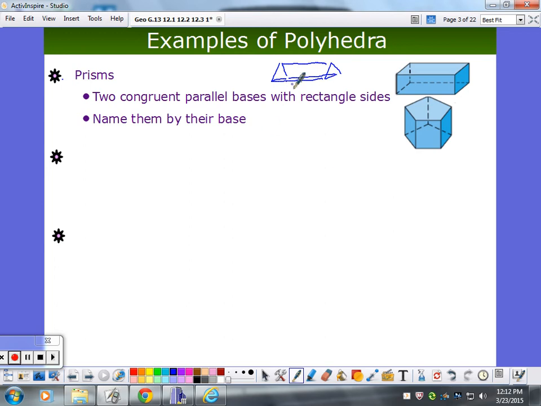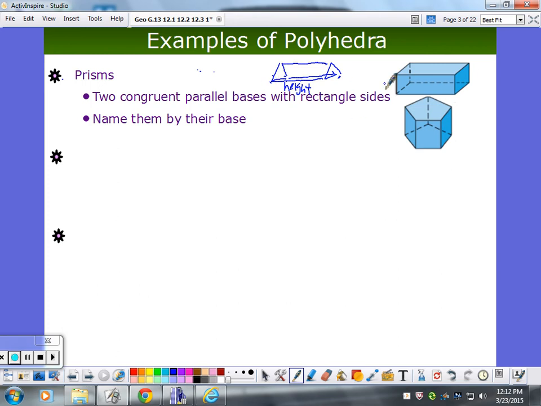You name prisms by their bases. So you think about having two polygons and you stretch them apart. So I took two triangles and I stretched them apart. We call that stretch length the height of a prism. So that goes this way, or you turn it upside down. And then these are the bases, the two polygons that you stretched apart. We named them by that base.